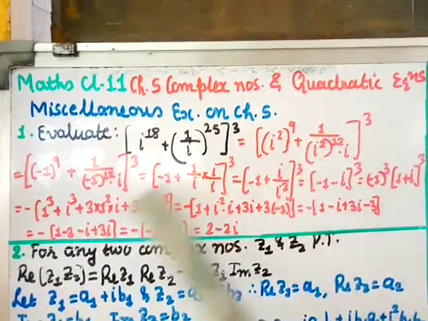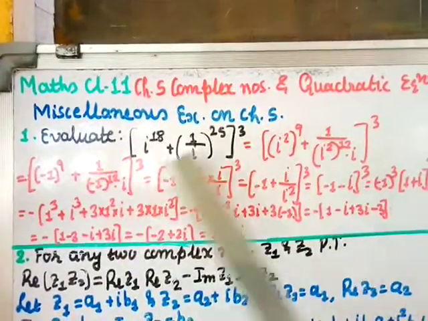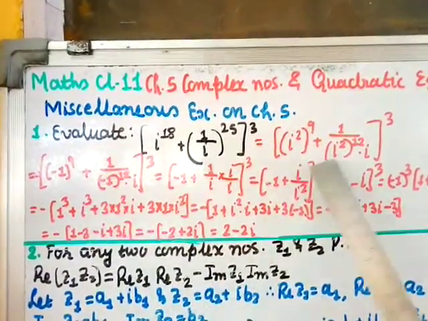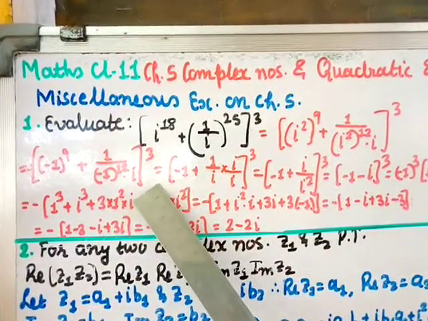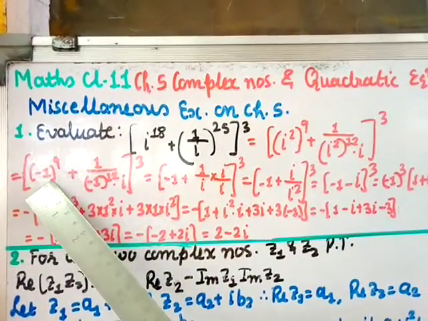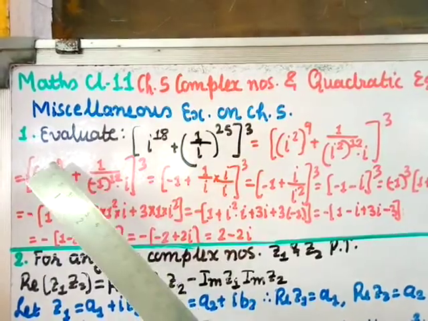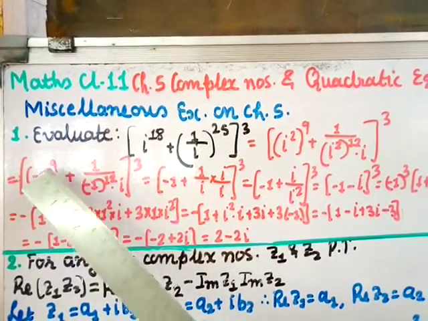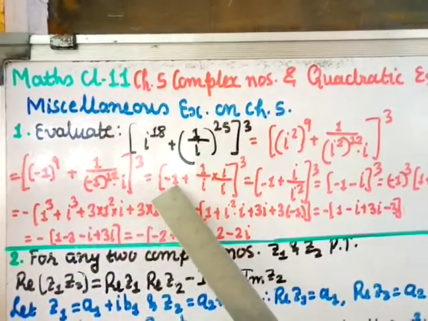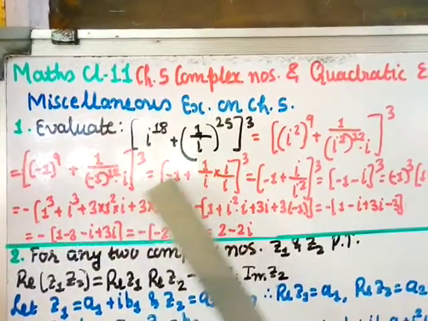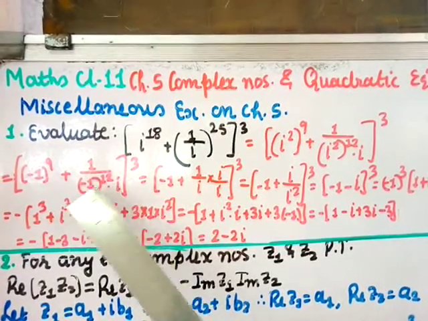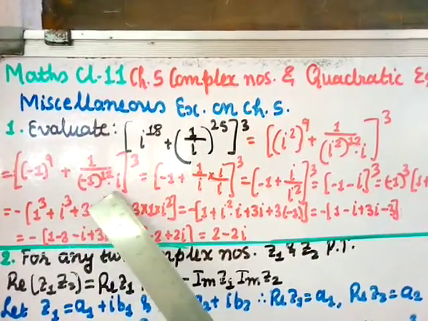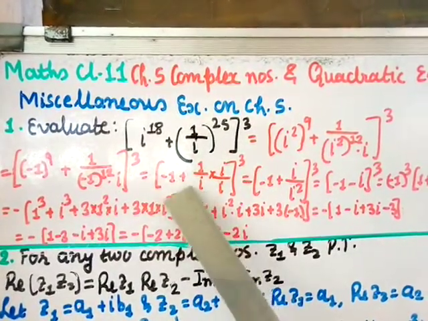Now we know i^2 value is minus 1, so (minus 1)^9 plus 1 divided by (i^2 value is minus 1)^12 into i. See here, the power of minus 1 is 9, which is an odd number. So when a negative number has an odd power, the answer will be negative. So this will be minus 1 plus, and this is a negative number which has an even power. 12 is an even number, therefore this value will be positive. So here we get i, so we get 1 by i, that is positive.